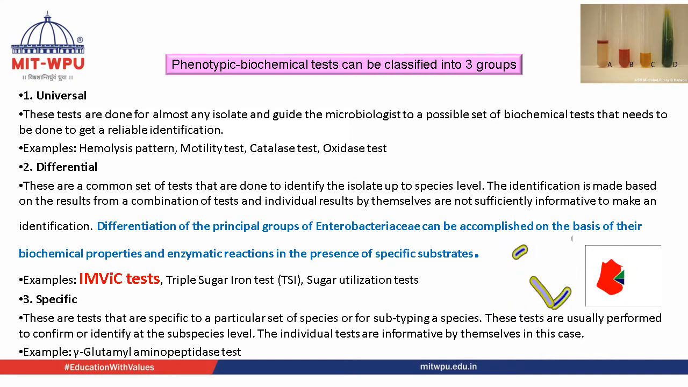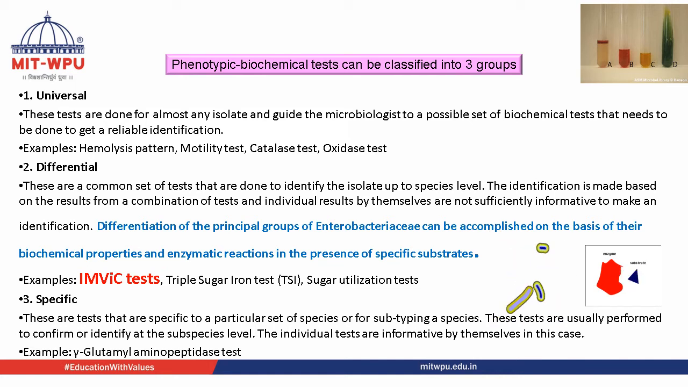They can be done for almost any isolates. Like the differentials we are talking about, differential kind of staining or biochemical tests based on the principle that groups of Enterobacteriaceae can be identified on the basis of their biochemical properties and enzymatic reactions in the presence of a specific substrate. Whenever a substrate reacts with an enzyme, you get end products. If you add a certain indicator, we can identify those changes in your sample. That we refer to as the IMViC test.